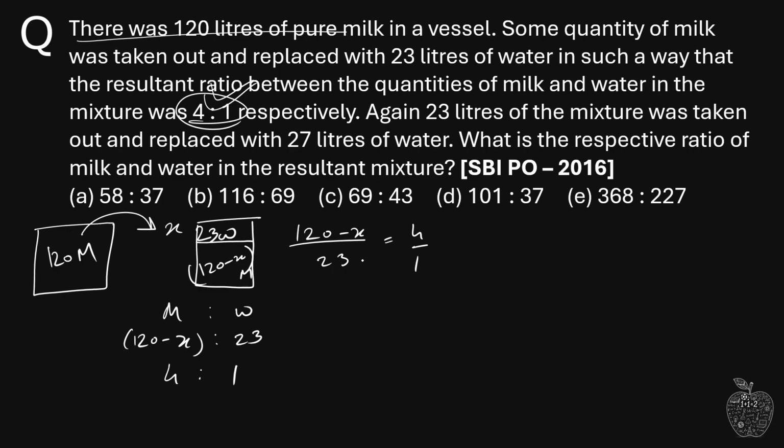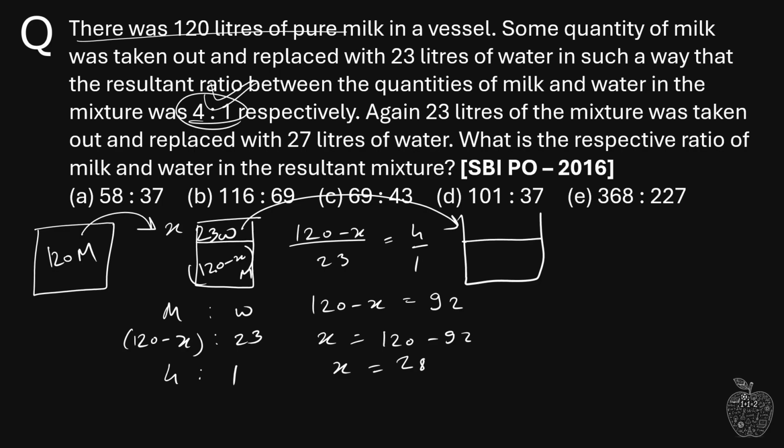So now I have an equation. So let's solve this. So (120 minus x) into 1 will be 120 minus x, and 23 into 4 will give me 92. So here x will be 120 minus 92, or I can say that x is equal to 28, right? So we have the value of x here, which is 28 liters. So that means in this vessel 120 minus x is 28. So 120 minus 28, which is 92 milk is there, and 23 water is there. So I have found out the exact values of milk and water in this vessel, right?